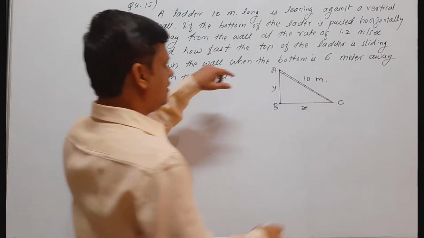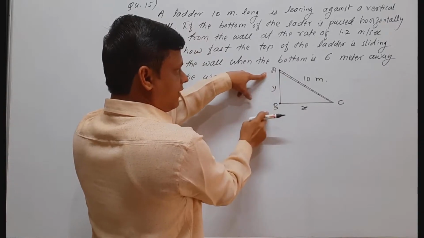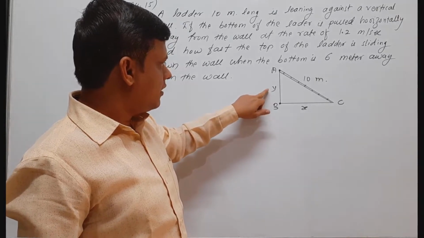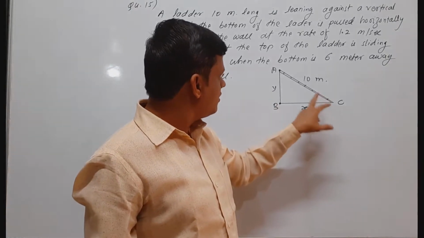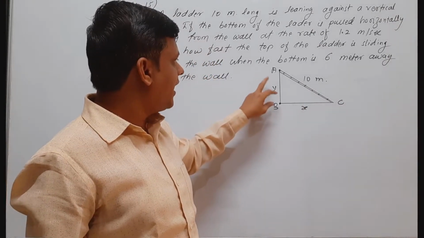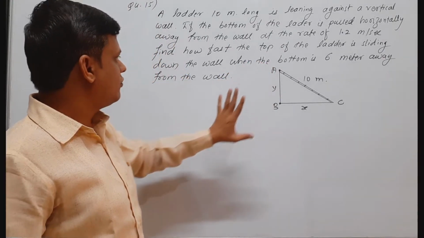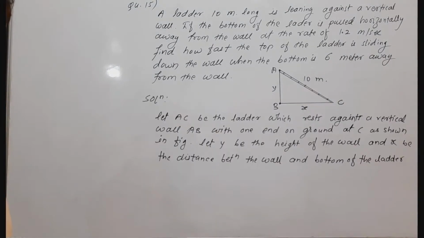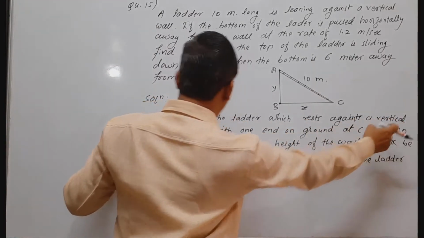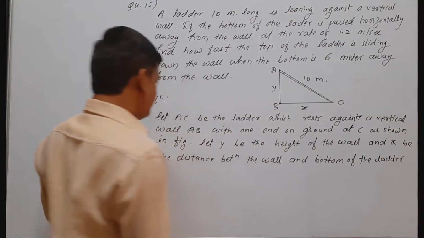Now see here, we consider AC as a ladder which is raised on the wall AB. So we consider here AB as wall of height y. The bottom of the ladder is at a distance x from this wall, and the top of the ladder is at A. So we write this: let AC be the ladder which is raised against a vertical wall AB with one end on the ground at C, as shown in the figure.